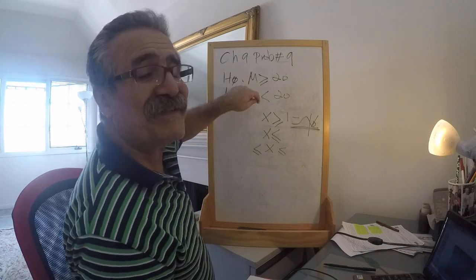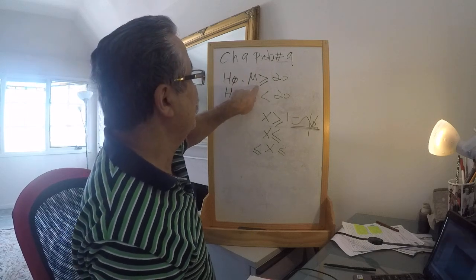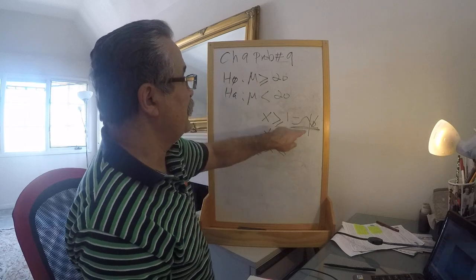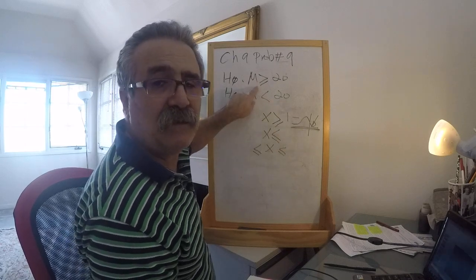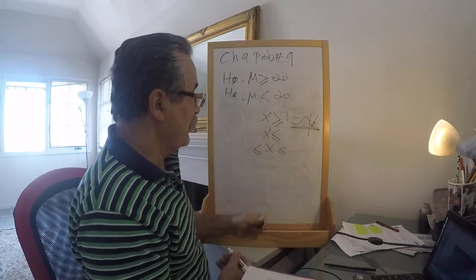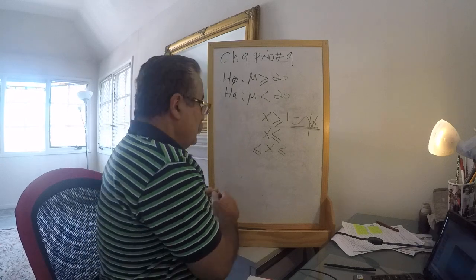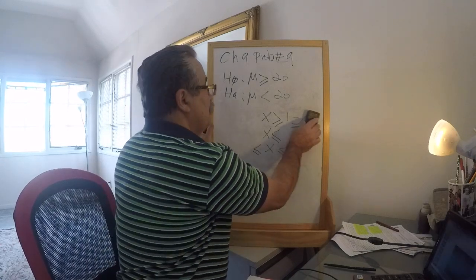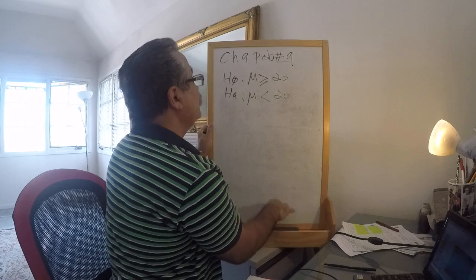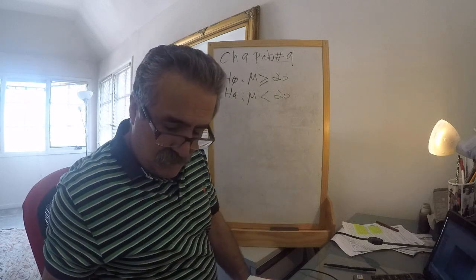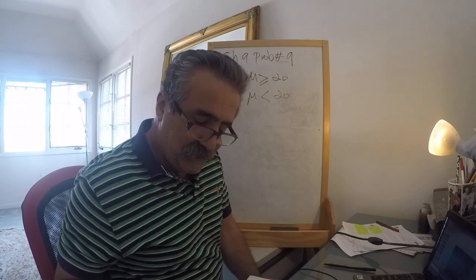But in this case of hypothesis testing, this is opposite to this. This is the lower tail. All right, so I want you guys to make sure that you don't get confused over that. So anyway, this is given for problem number 9.